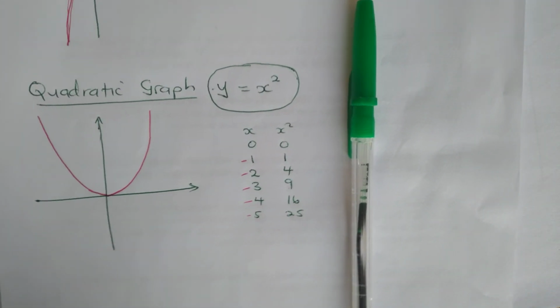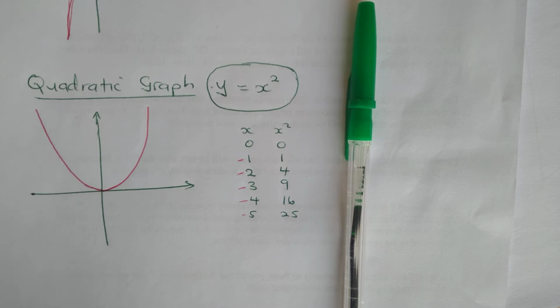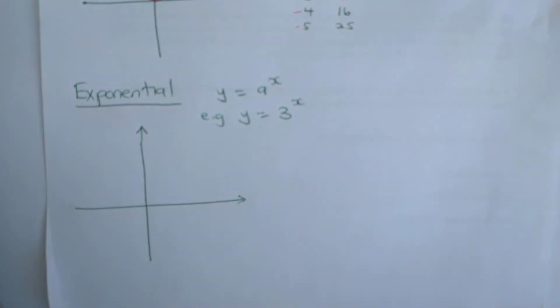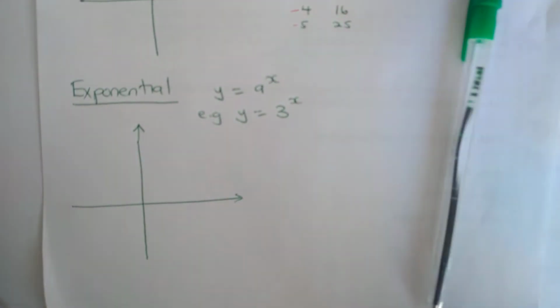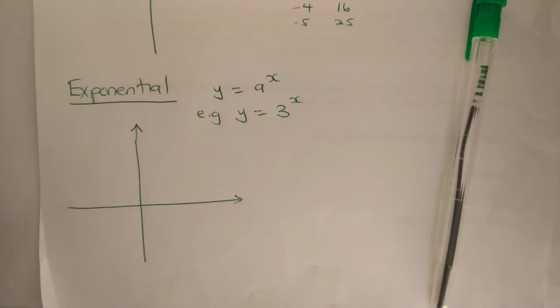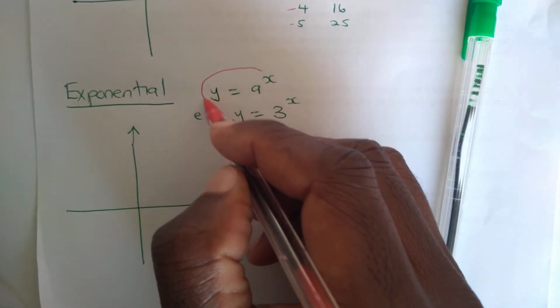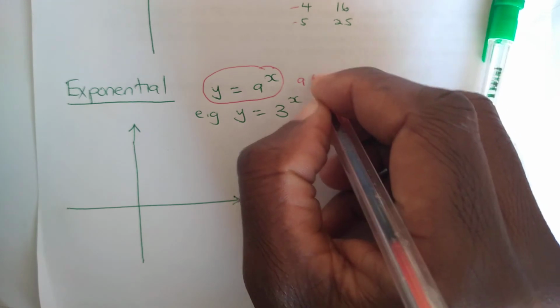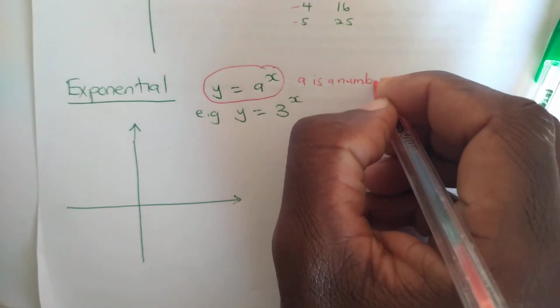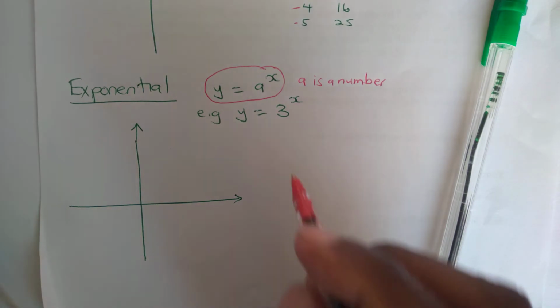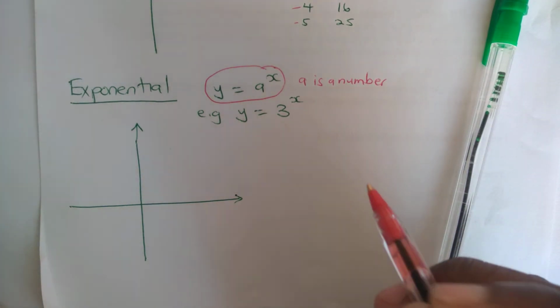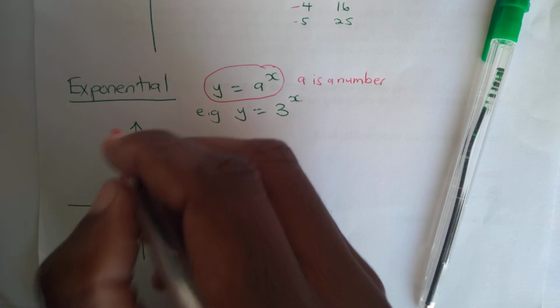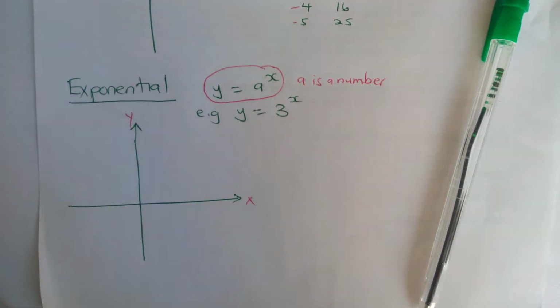Now let us look at the exponential and finally the logarithmic graph. The exponential graph is a function y equals a to the power x. Like I said, a is a number, any number. So I'm giving you an example like y equals 3 to the power x. As usual, this is the y-axis and this is the x-axis.